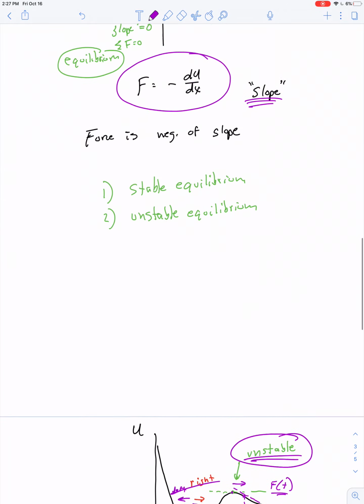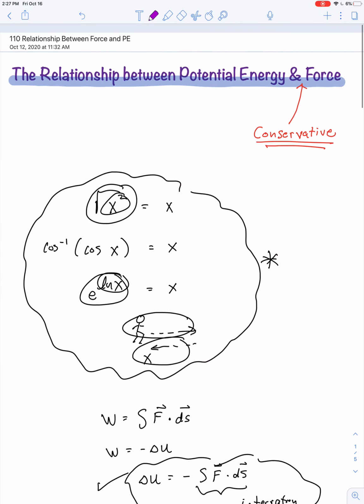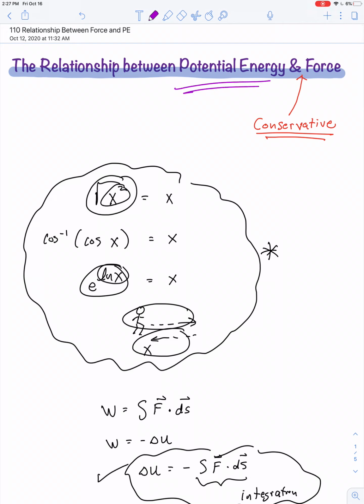So there's an introduction to this relationship between potential energy and force. The relationship is simply that force is equal to the negative of the derivative of potential energy with respect to position. Much of our study on this topic is going to be an investigation of graphs of the potential energy with respect to position versus the position.